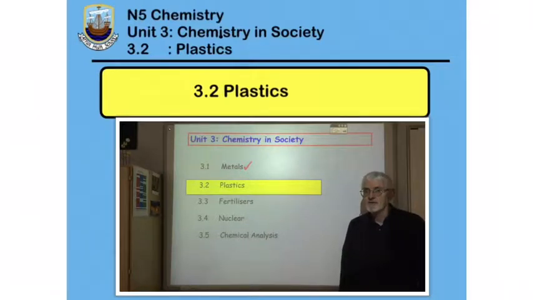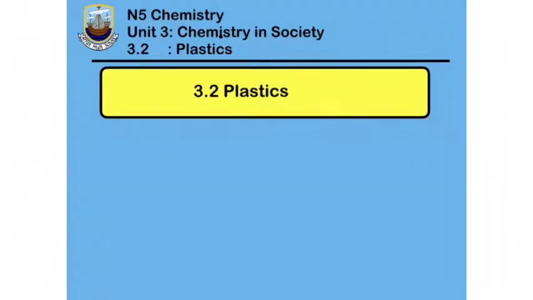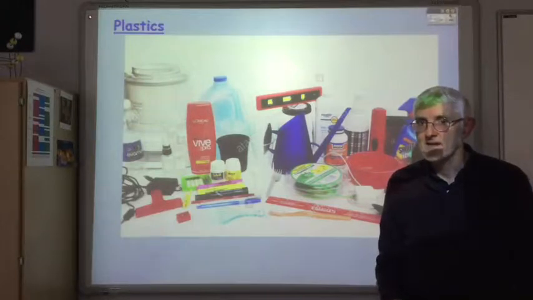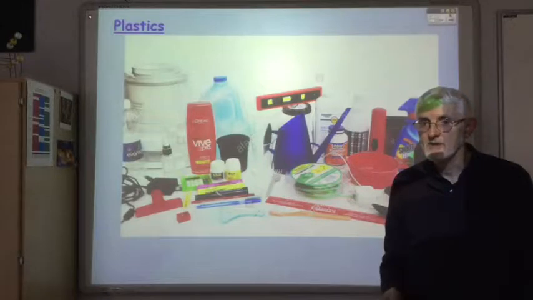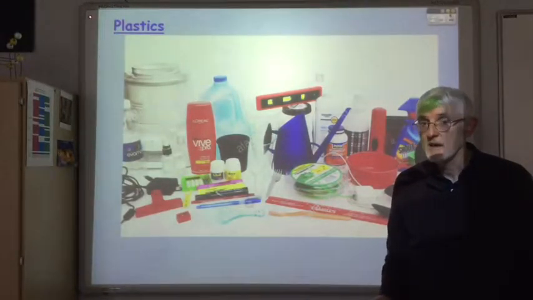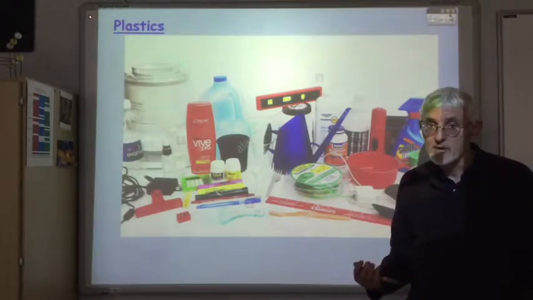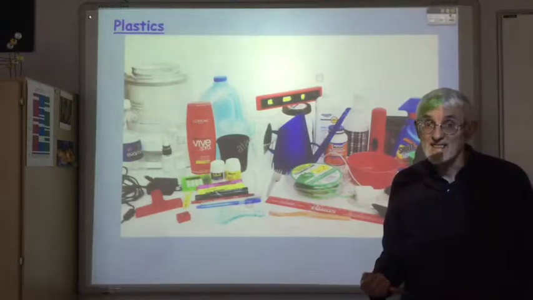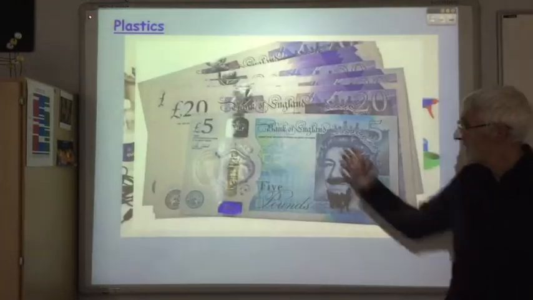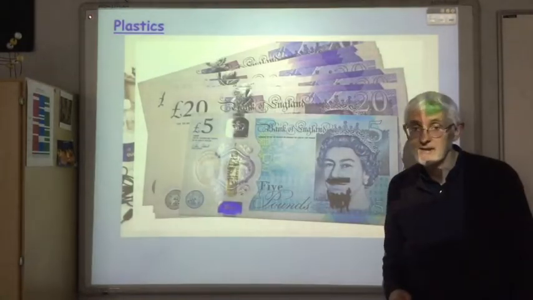In the second revision video for Unit 3, we're going to look at plastics. It's hard to exaggerate the importance of plastics in society today. Plastics have replaced many natural materials. So for example, we use plastic instead of glass, we use plastic instead of metal, we use plastic instead of wood, and we use plastic instead of paper even nowadays in money. New £5 notes are plastic.